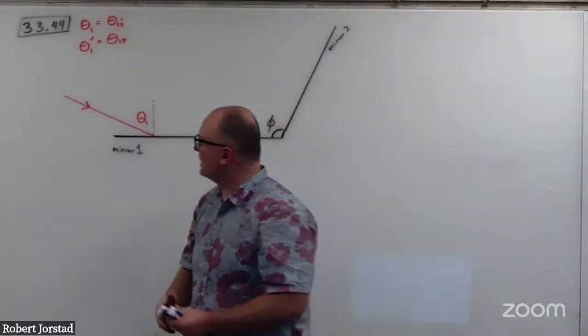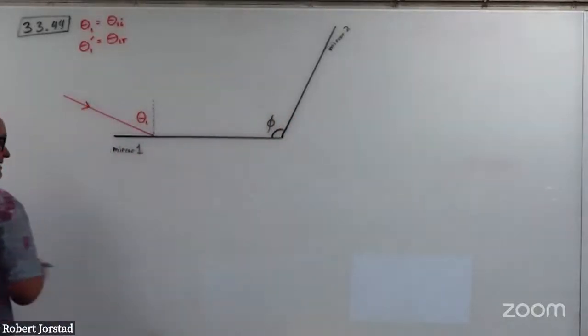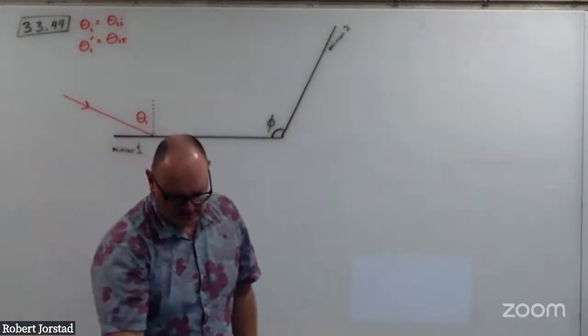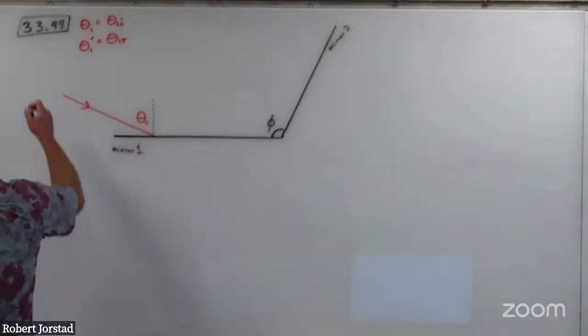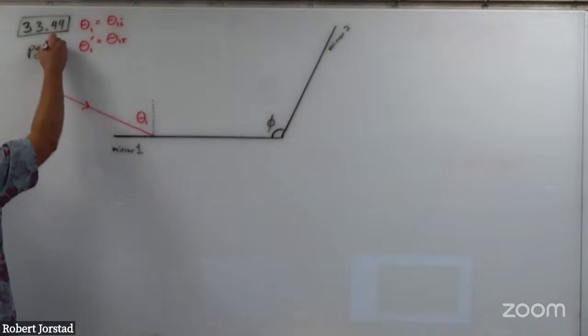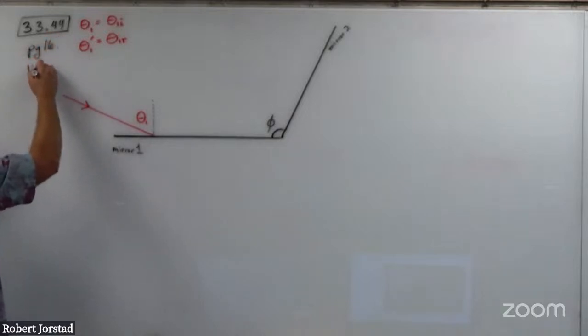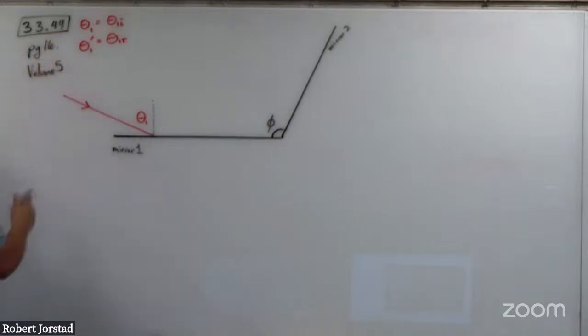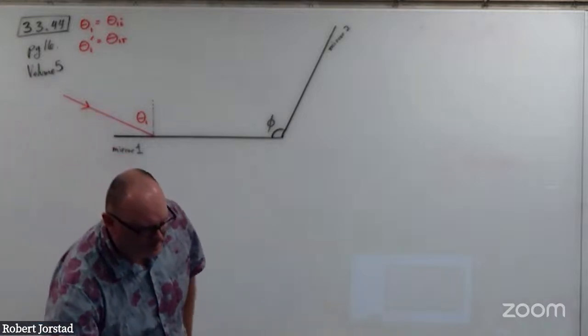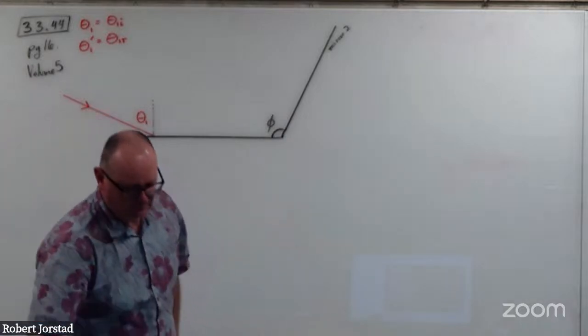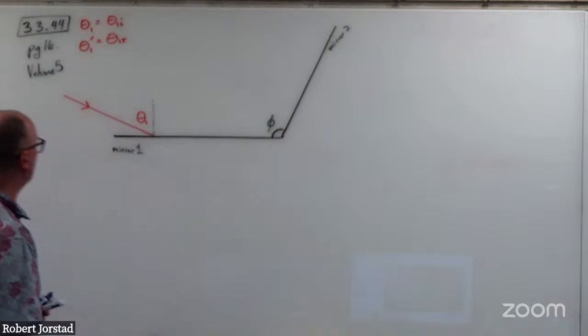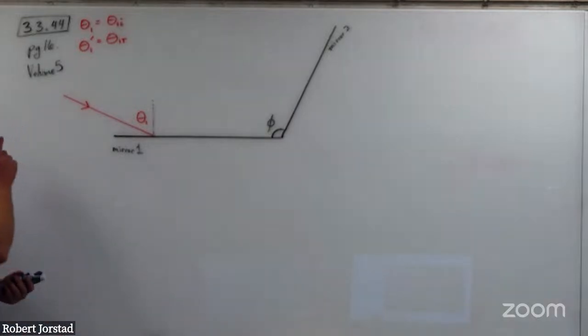Okay, I'm going to do an example now. This is on page 16, volume 5. It's number 33.44. Give me just a second. All right, and so this is a lot like the example I was talking about.